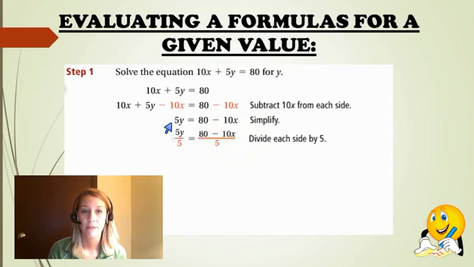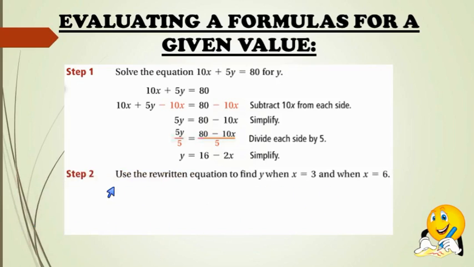From there, since 5 is being multiplied by y, and we need to get y all by itself, we need to use inverse operations, which means we're going to divide both sides by 5 to get y is equal to 16 minus 2x. Now that we've solved the equation for y, we're going to be given some values of x. We're going to evaluate the variable x in this equation and solve. So let's go ahead and take a look at what that would be.